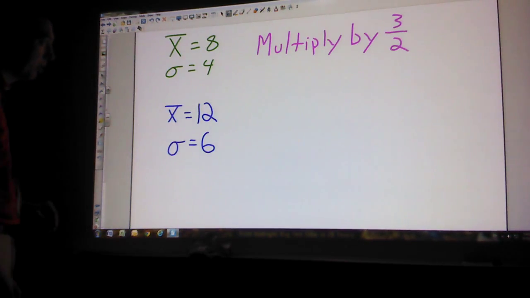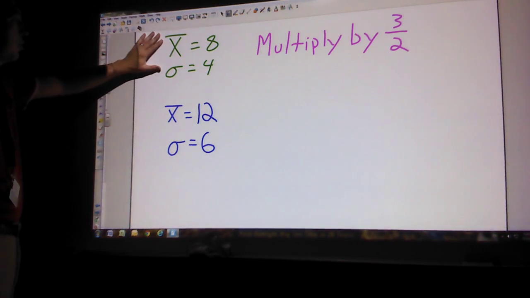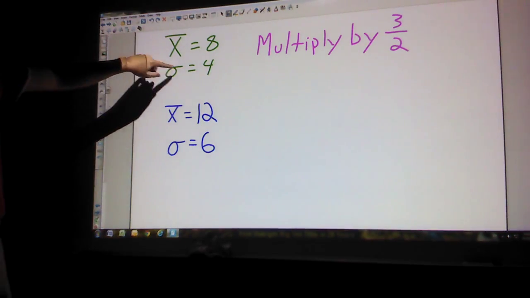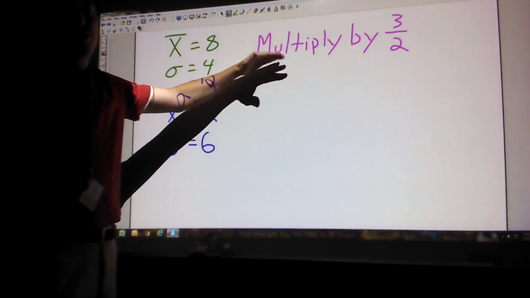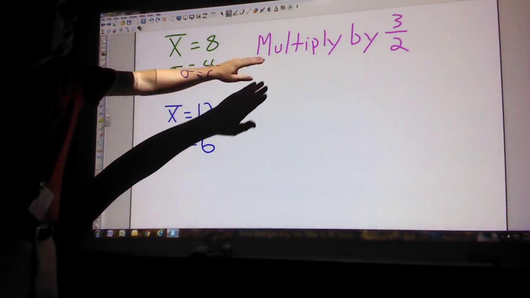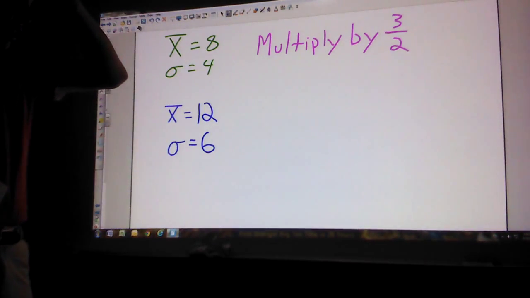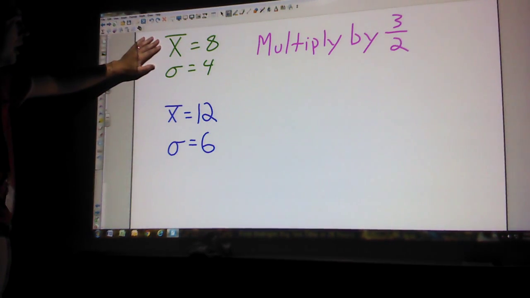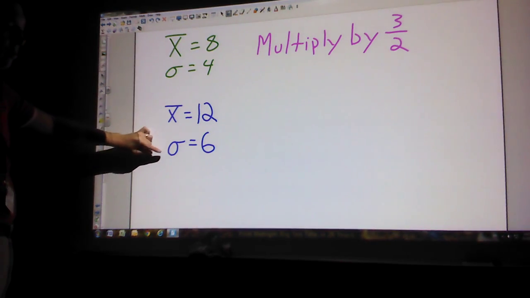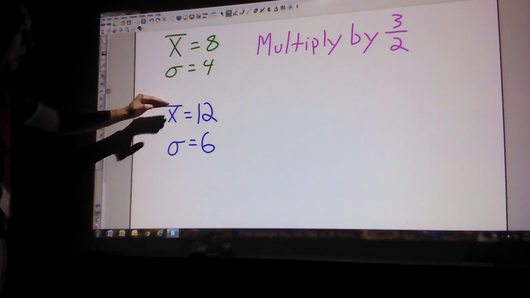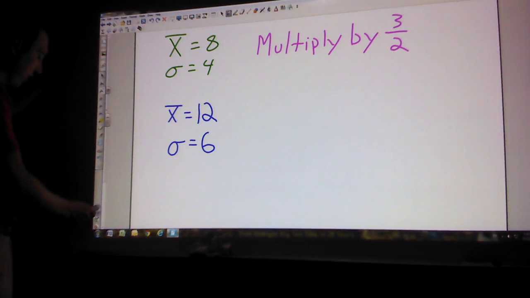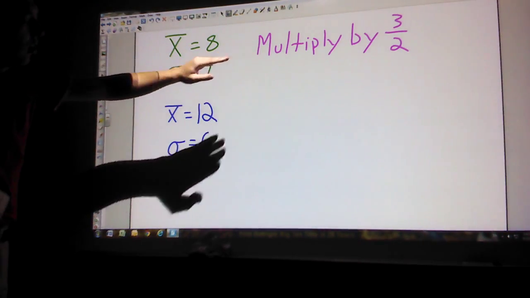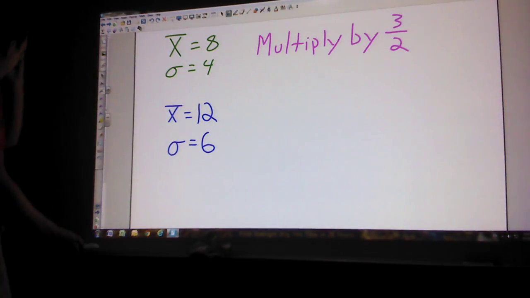Another concept that you might want to know is, let's suppose I start with some data. It has a mean of 8 and a standard deviation of 4. If I multiply every single data point, every single test, whatever we want to say, by 3 halves, then both the mean and the standard deviation are going to go up by a multiple of 3 halves. Don't forget that. Going back, if I added 10, only the mean would change, not the standard deviation.